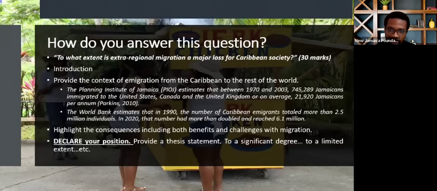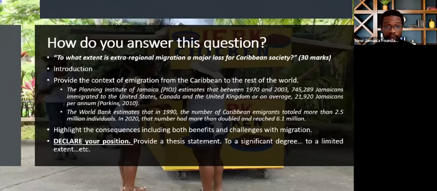The Planning Institute of Jamaica estimates that between 1970 and 2003, 745,000 Jamaicans emigrated to the United States, Canada, and the United Kingdom, an average of around 22,000 Jamaicans per annum. If you are stuck and thinking, how many Jamaicans migrate from Jamaica each year? If you said 20,000 people, you're broadly right. It usually fluctuates between 19,000 and 22,000 Jamaicans who migrate each year. So a simple number to think of for context: 20,000 Jamaicans migrate each year.